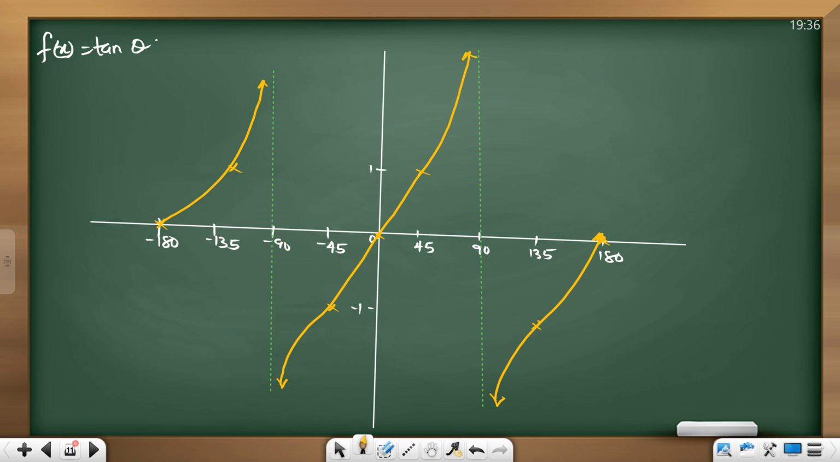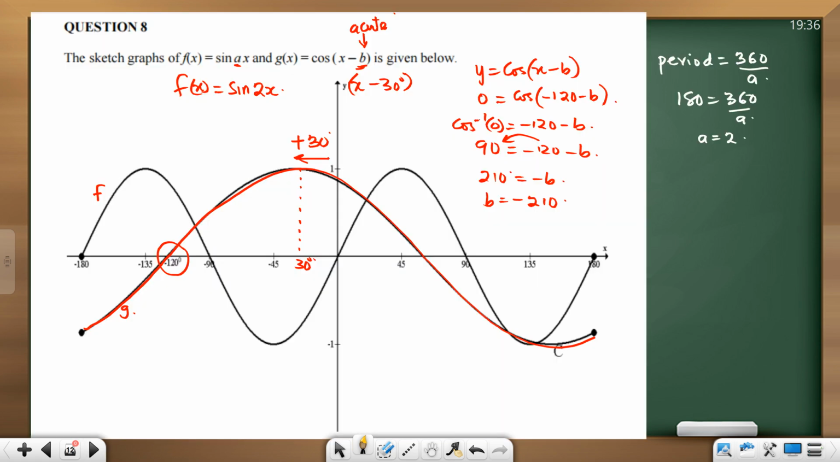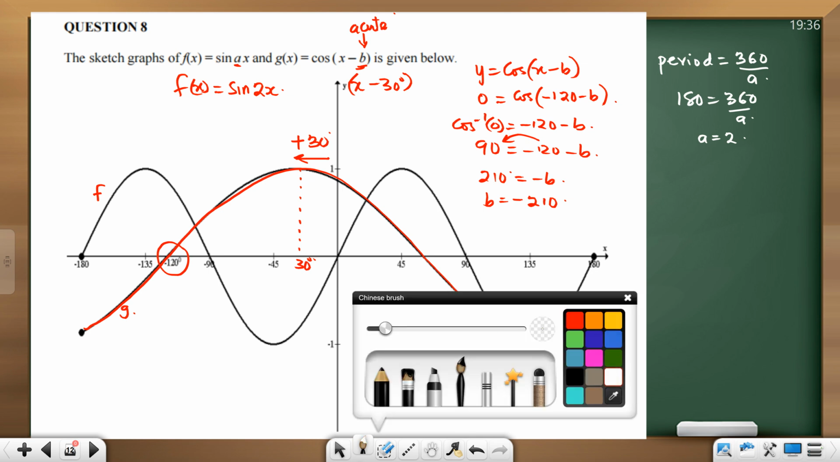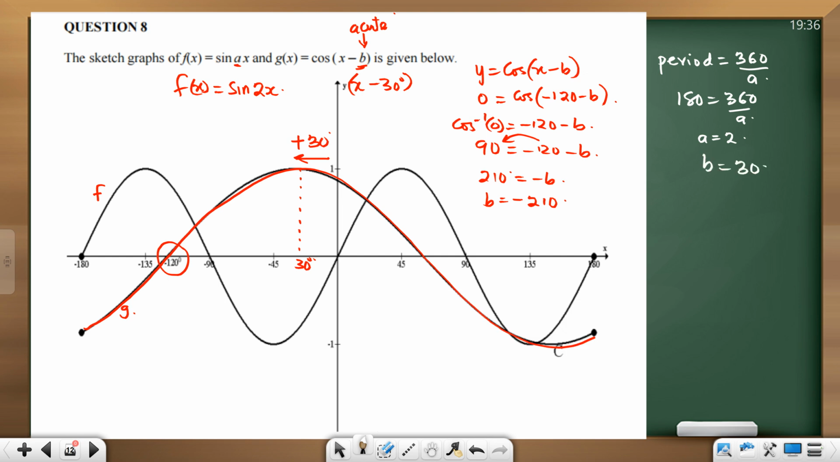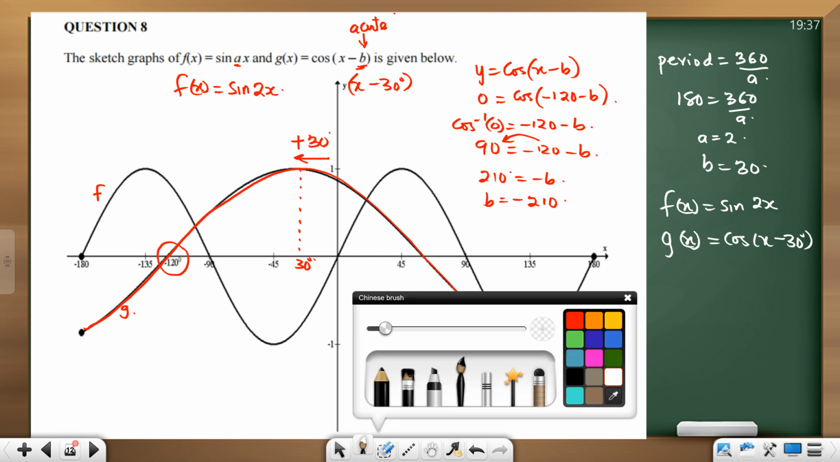So can we go back to answering our questions? All right, so this is the mother graph. Okay, let's go back. So here, we said A is 2 and B is what? 30 degrees. So that you can see your graph, f of x is what? Sine 2x, and g of x is what? Cos x minus 30. The graph has shifted.